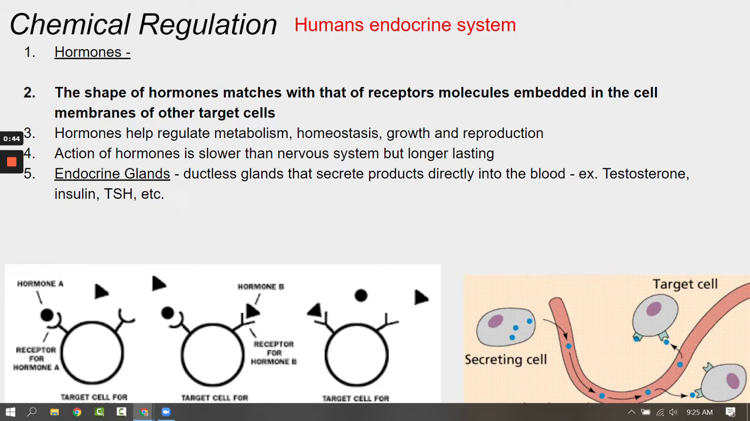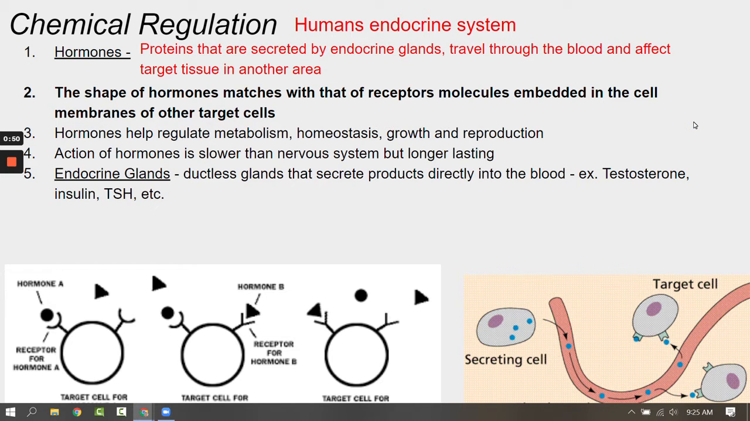Like, what exactly is it? How does it work? So to define this term hormone, it's a protein. So hormones are made out of proteins, and they're made in these special glands, endocrine glands.